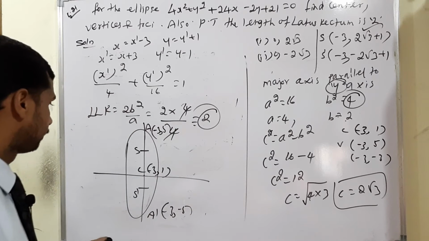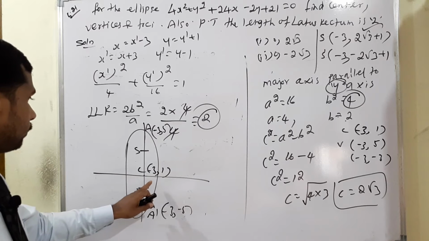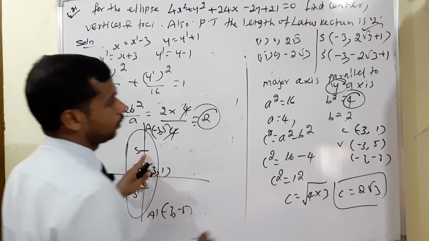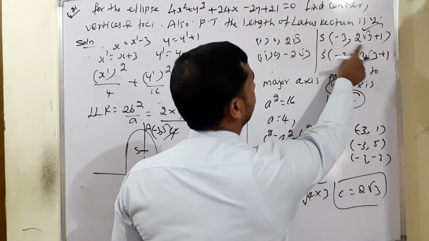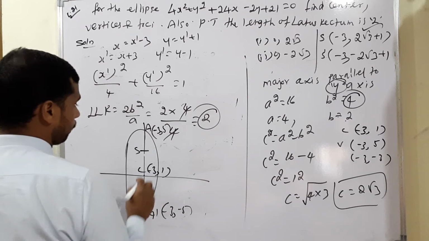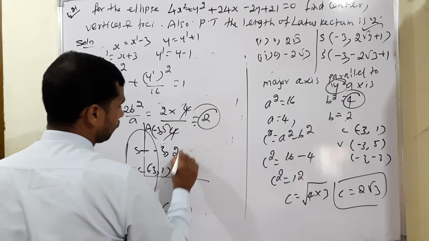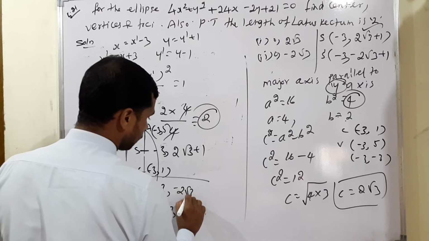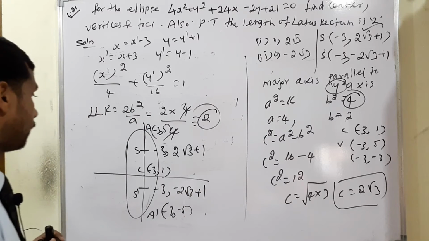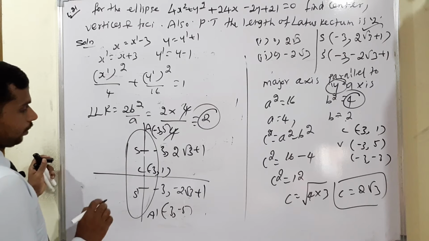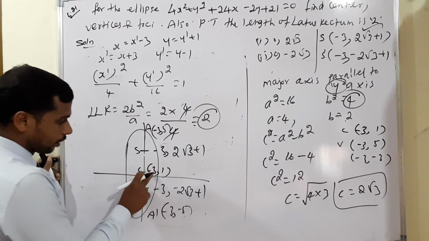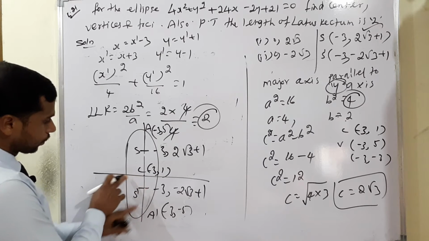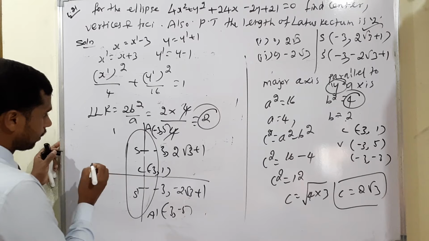Next one is actually the foci. The foci means minus 3 comma 2 root 3 plus 1, and minus 3 comma minus 2 root 3 plus 1. Then we need to find out the center of the point. Center means minus 3, definitely in the opposite direction, opposite direction means minus 2 minus 1 will come.